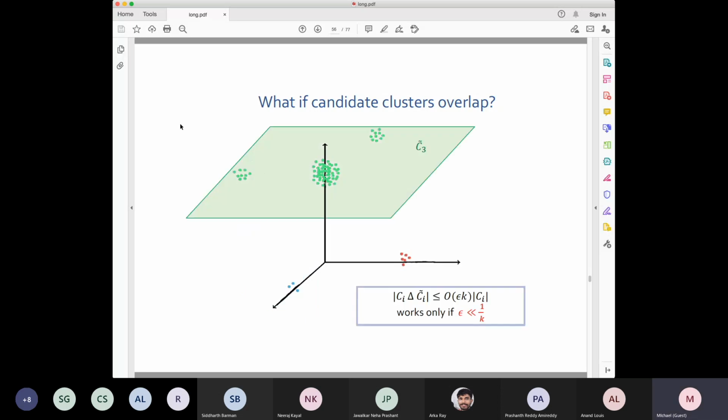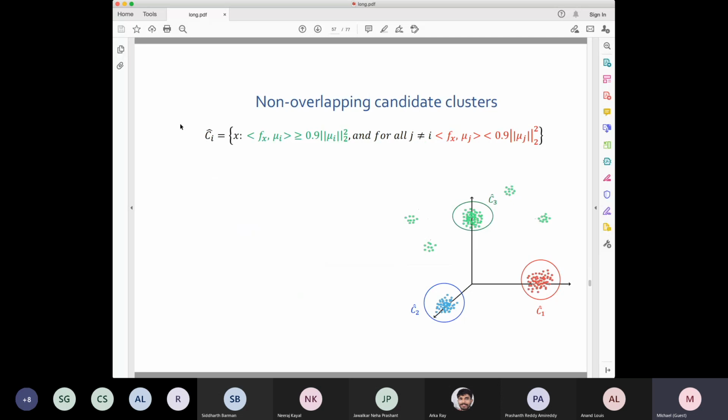So what is the fix for this? The fix turns out to be the following. We redefine the approximate clusters Ci hats as follows.